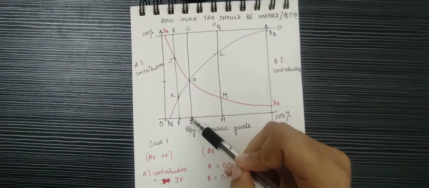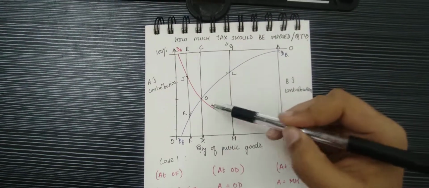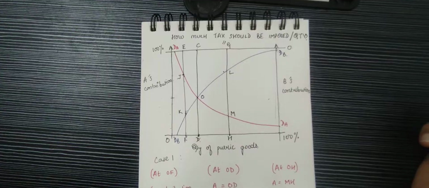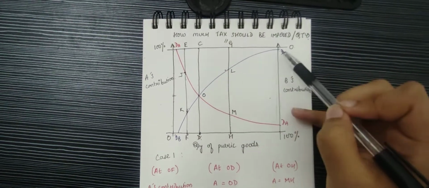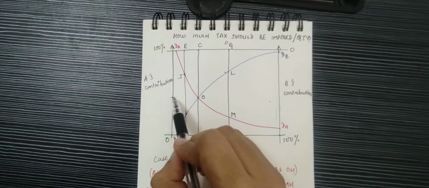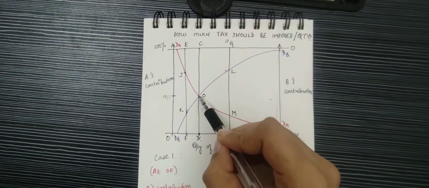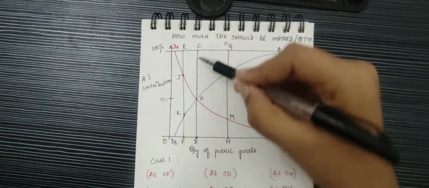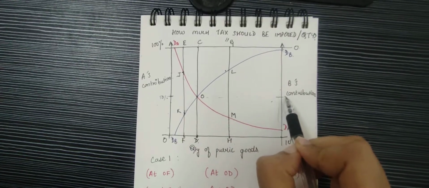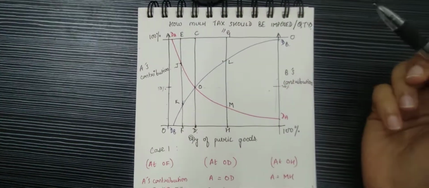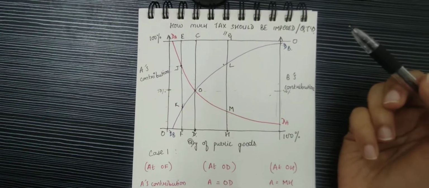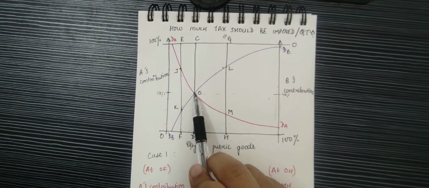Now at this level, at OD quantity of public goods, we can see that the tax burden is being equally distributed, okay, which means that person A is paying DO or OD. Let's say this is 50%, okay. So A is paying OD and B is paying OC, from here 0 to 50%. So both are paying 50%, which means that it is being equally distributed, right? The tax burden is equal. So this is the optimal level, okay.